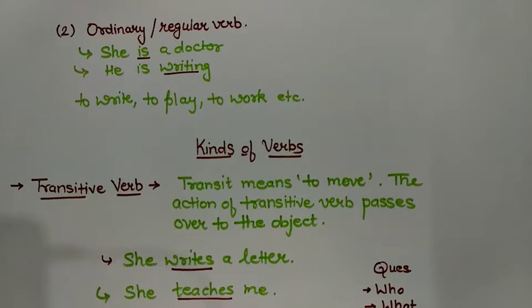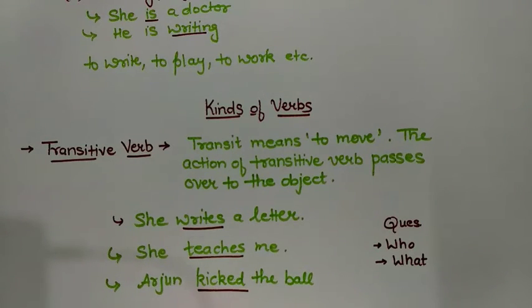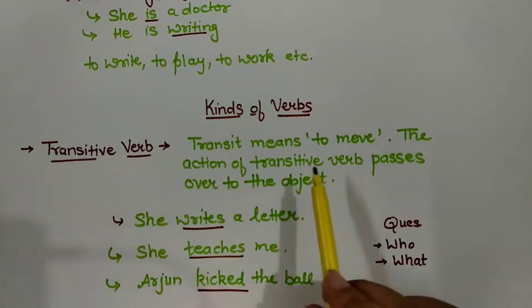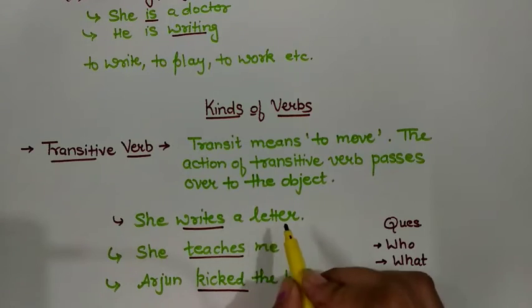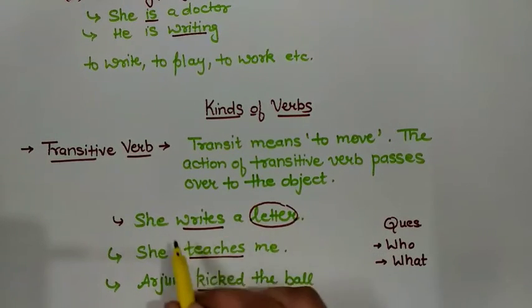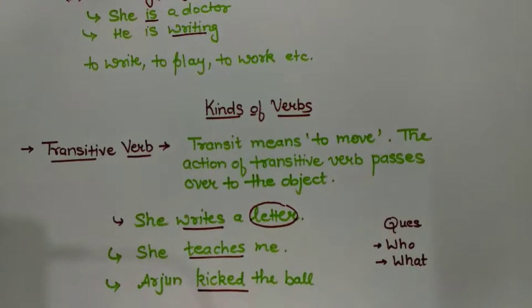Now coming to kinds of verb. There are two kinds of verb, and both are very important. The first one is the transitive verb. Transit means to move. The action of a transitive verb passes over to the object. See the examples. She writes a letter. Can you see the object here? The writing process is passing the impact or the effect on the letter. So, we can see that the action writing is passing over to the object letter.